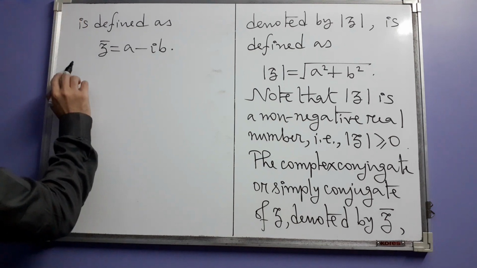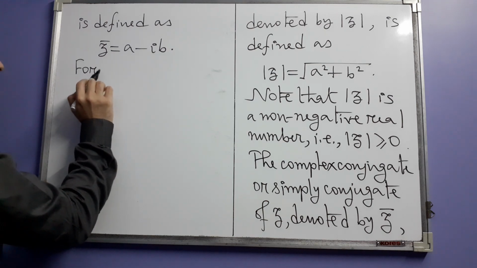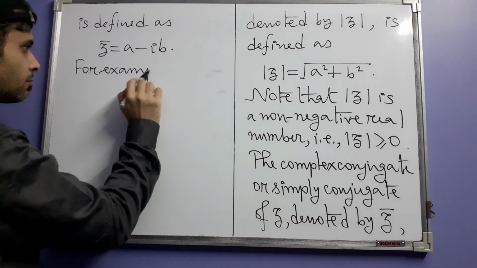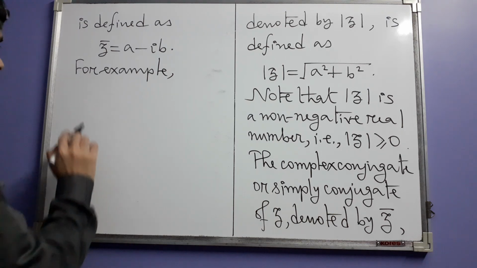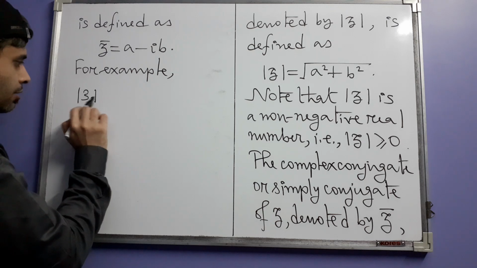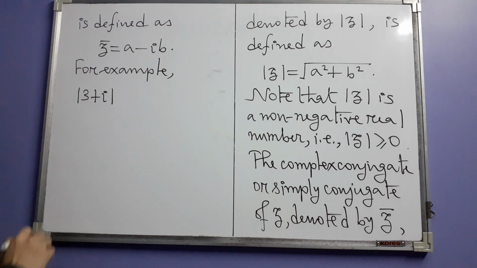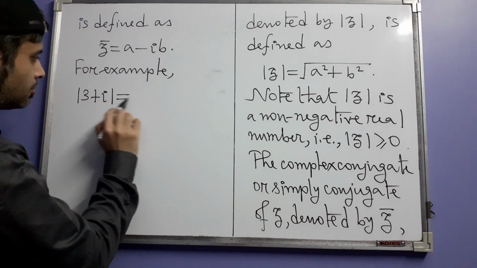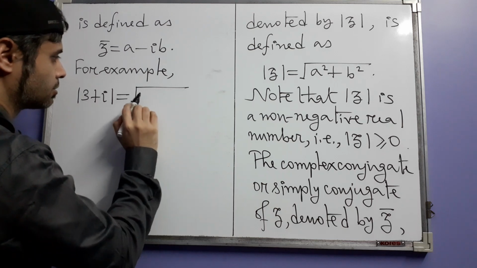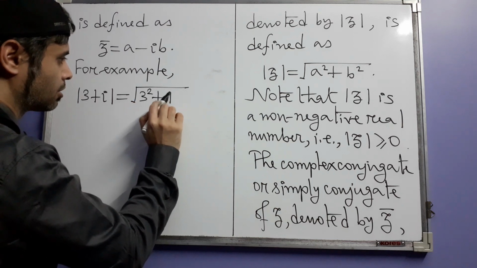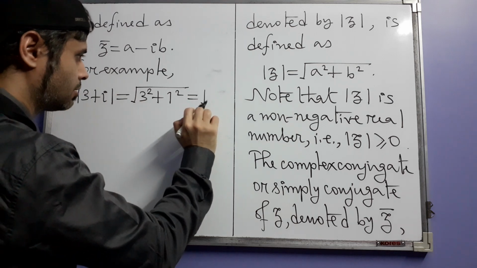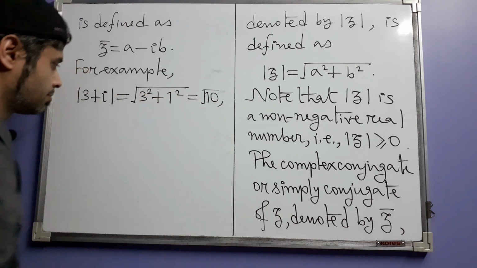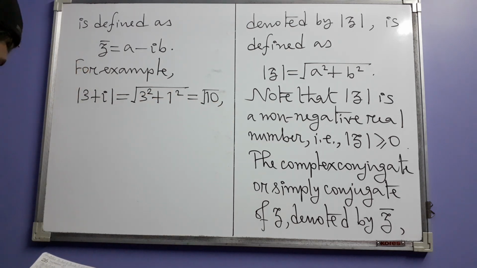For example, say you consider the absolute value or modulus of the complex number 3 plus i. By definition, it is square root of 3 square plus 1 square. That means 9 plus 1, 10. Let's see another one.